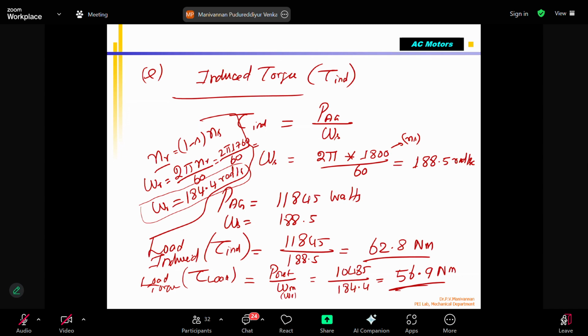Lastly, they asked efficiency of this motor. Correct? Efficiency is nothing but output power divided by input power.